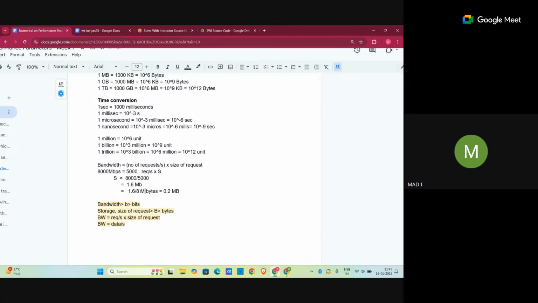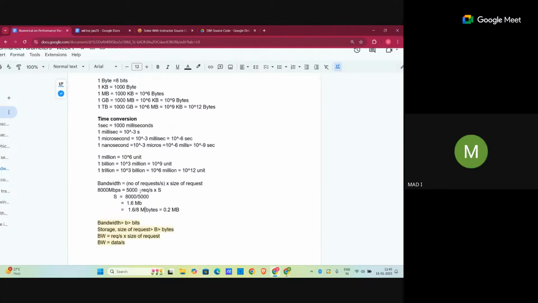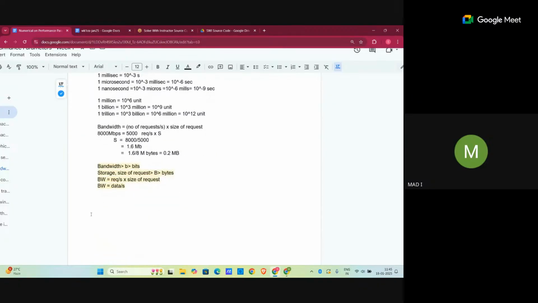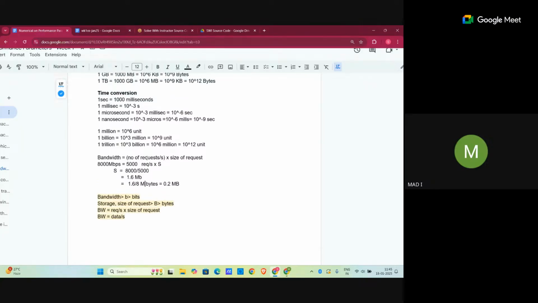Is it clear? Any doubt in this question? Okay. What is my bandwidth? My bandwidth is the number of requests per second times the size of request. So here I have written bandwidth is equal to number of requests per second into size of request.